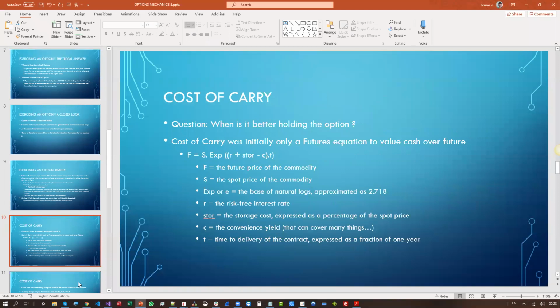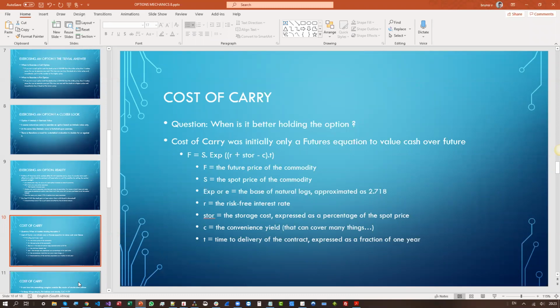The next thing is cost of carry. Cost of carry is something that was initially defined for futures. It's basically, does it make sense? And you will see that, of course, it's the same thinking for options. And of course, there are potentially arbitrage opportunities between cash and futures value.